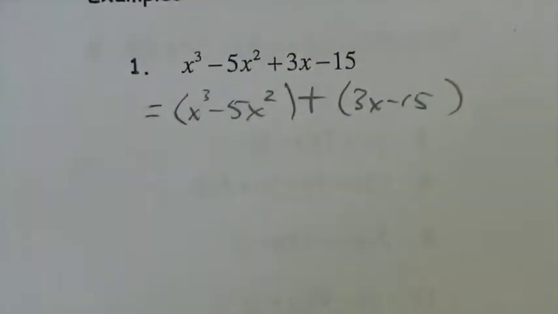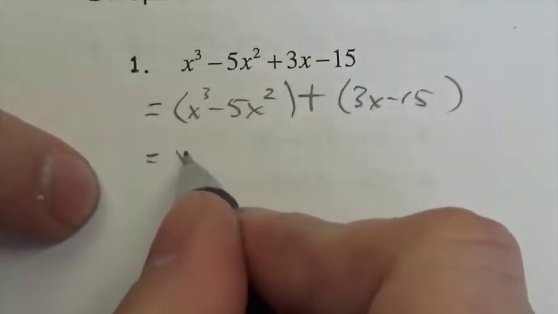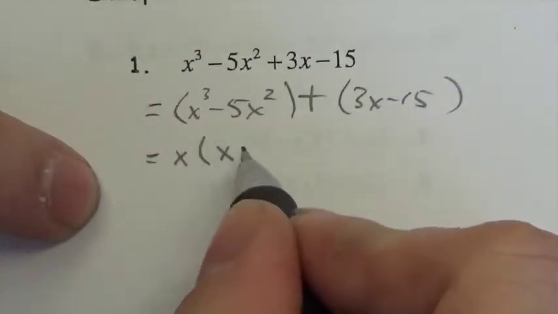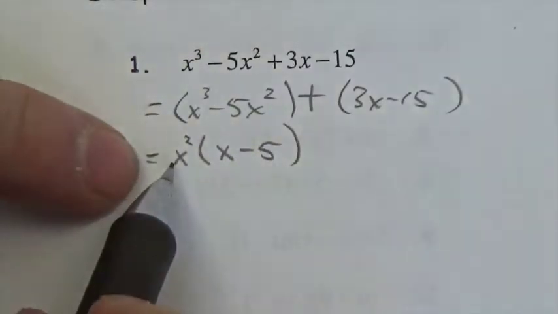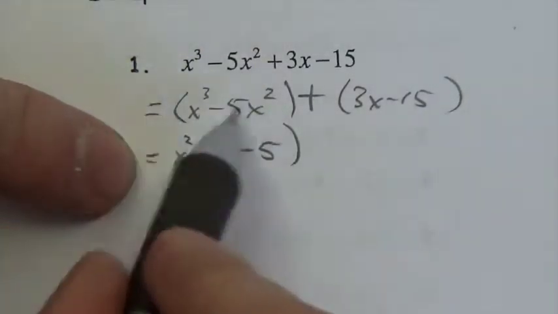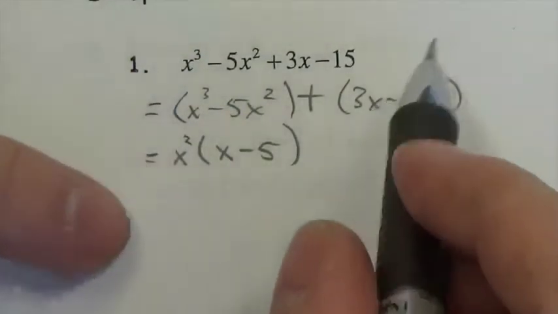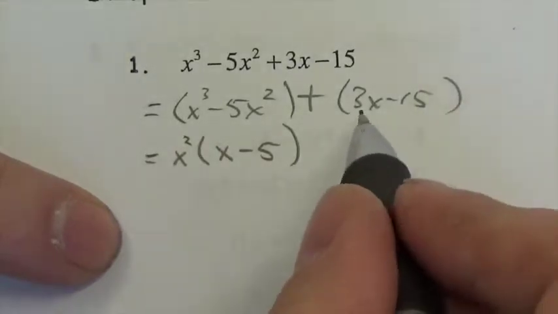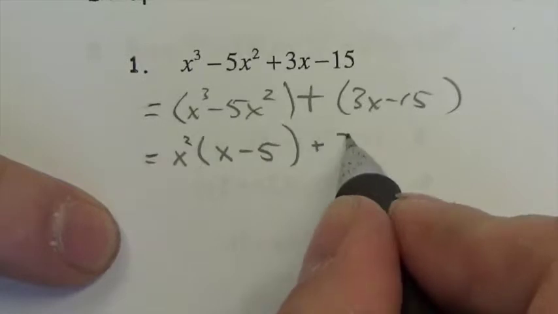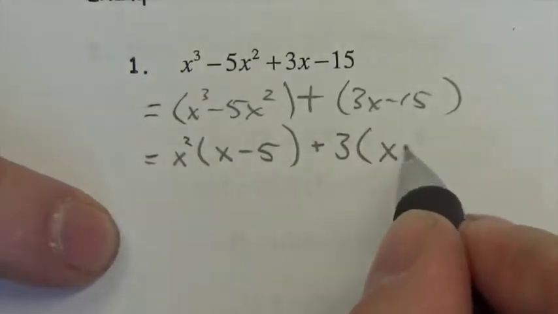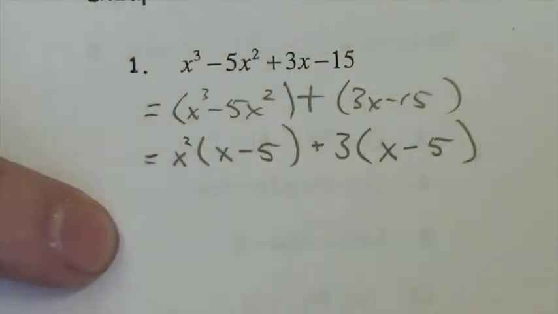Now I take a look at just those first 2 terms, x cubed minus 5x squared. There's a common x squared to both of those, and that leaves me with x minus 5. If I multiply that x squared back through, I go right back to the previous step. Between the other 2 terms, there's a common factor of 3 in the 3 and the 15, so I'll take out the 3, and that leaves me with x minus 5.